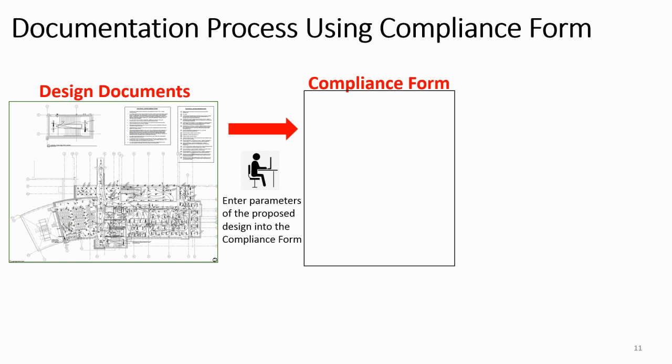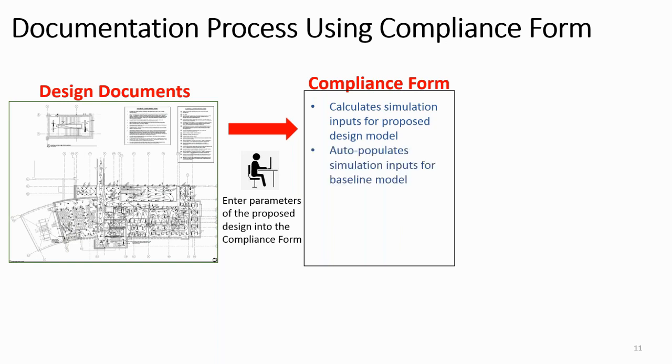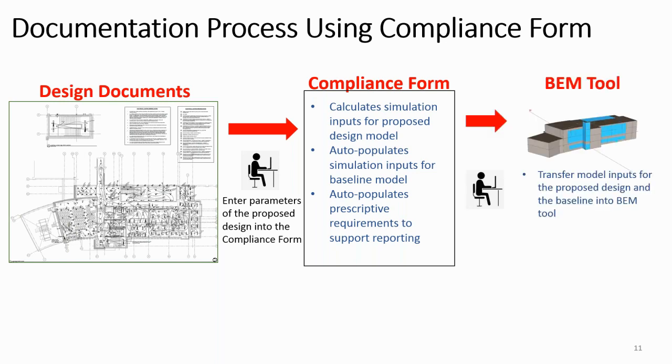So the compliance form helps calculate simulation inputs for the proposed design model, such as in my example with calculating lighting power density based on fixture counts and fixture wattage. It populates simulation inputs for the baseline model, such as lighting power density that should be modeled for each space or HVAC zone in the baseline. And then it also auto-populates prescriptive requirements that apply to the proposed design, which is one of the reporting requirements of 90.1 Appendix G. So the modeler then transfers information from the compliance form into the simulation tool and performs the simulation.